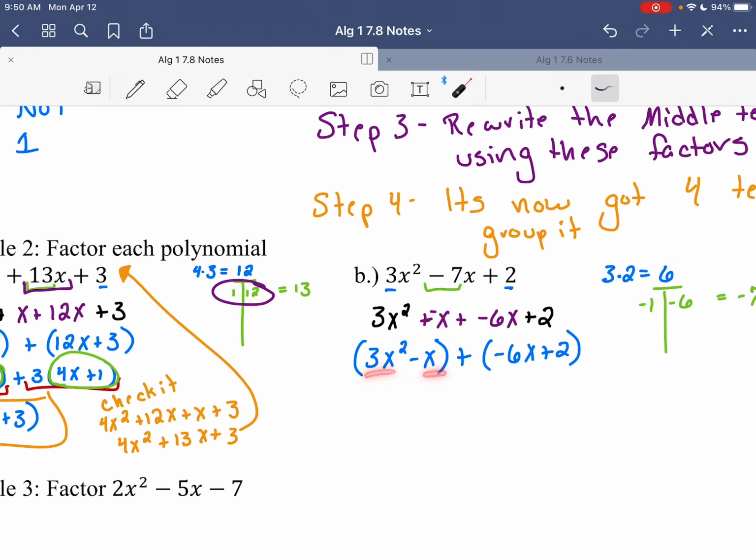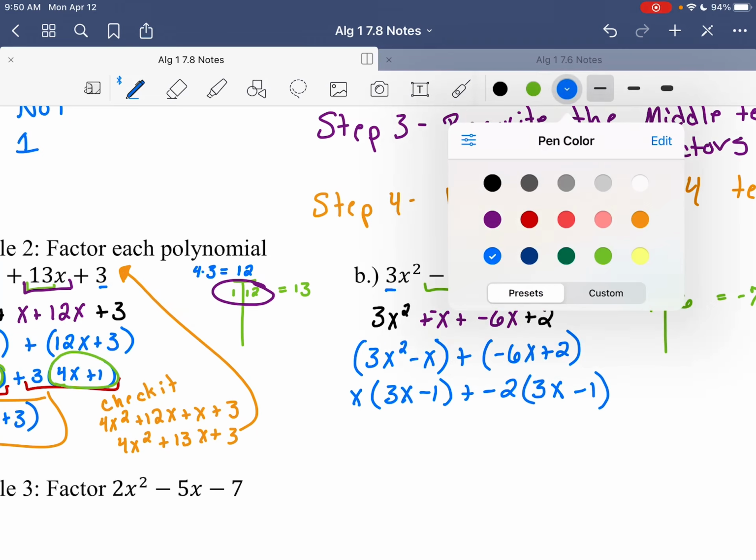Out of these two, they both have an x in common, so we'll take the x out. 3x minus 1 plus, out of these two, well, we don't like leading coefficients here to be negative. So I'm going to take out a negative 2. They both have a 2 in common. Negative 2 times positive 3x gets me that negative 6x if I distribute that in. And negative 2 times negative 1 gets me that positive 2.